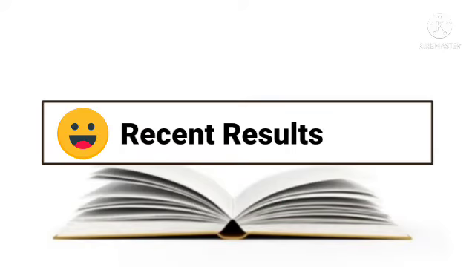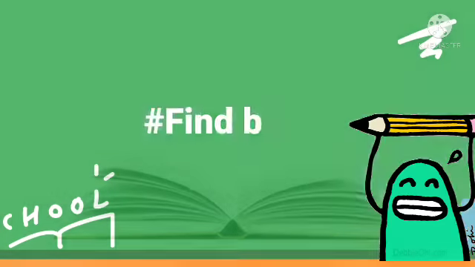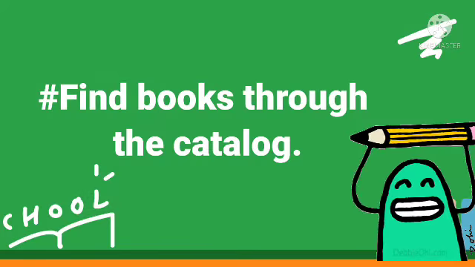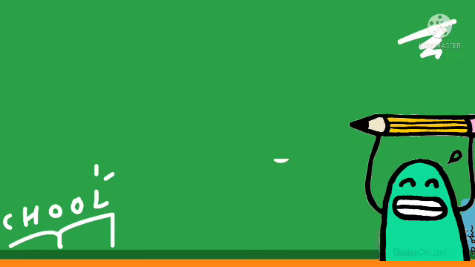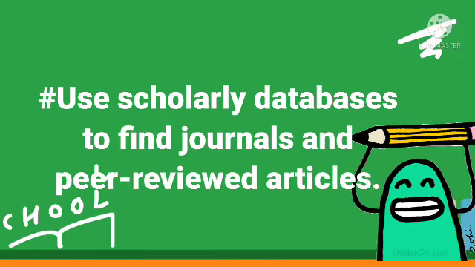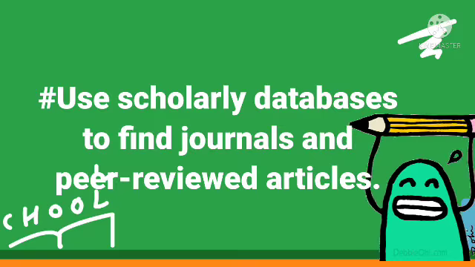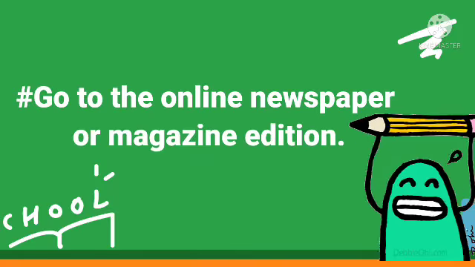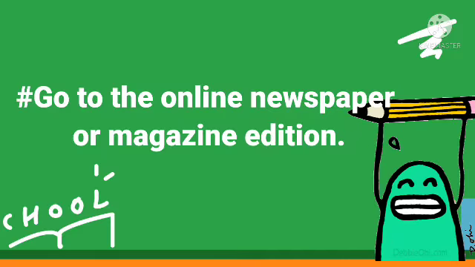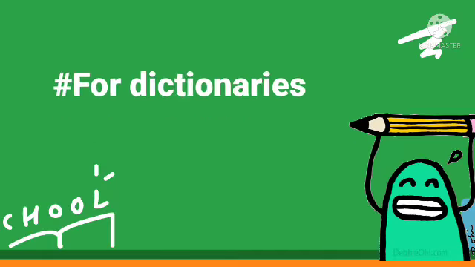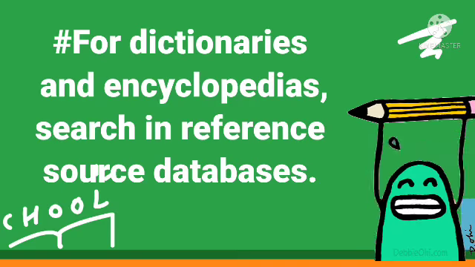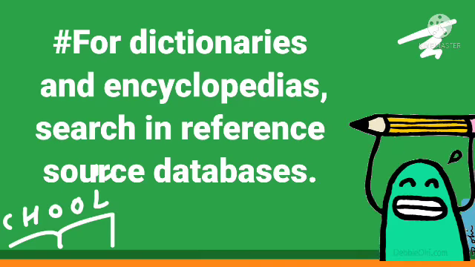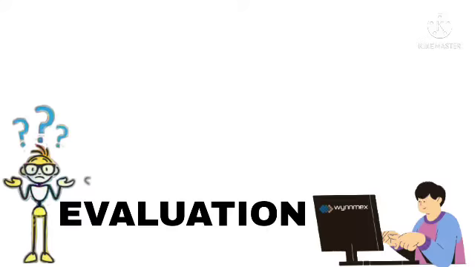The next step is the presentation of the recent results. Follow these tips to get credible sources. Find books through the catalog. Use citation to find it quickly. Use scholarly databases to find journals and peer-reviewed articles. If you need news or magazine articles, go to the online newspaper or magazine edition. For dictionaries and encyclopedias, search in reference source databases.